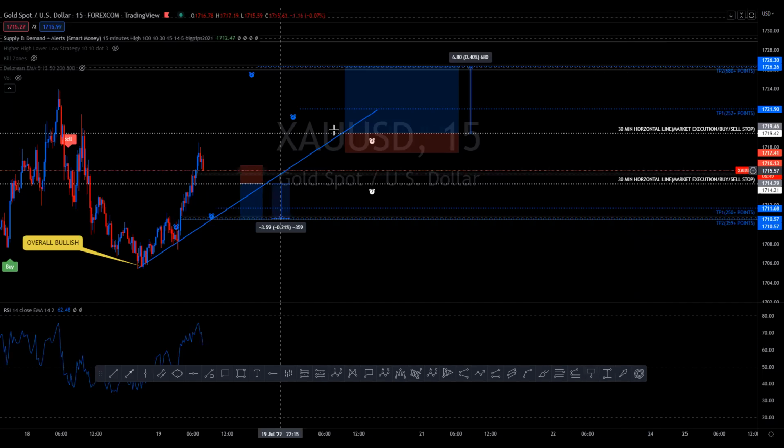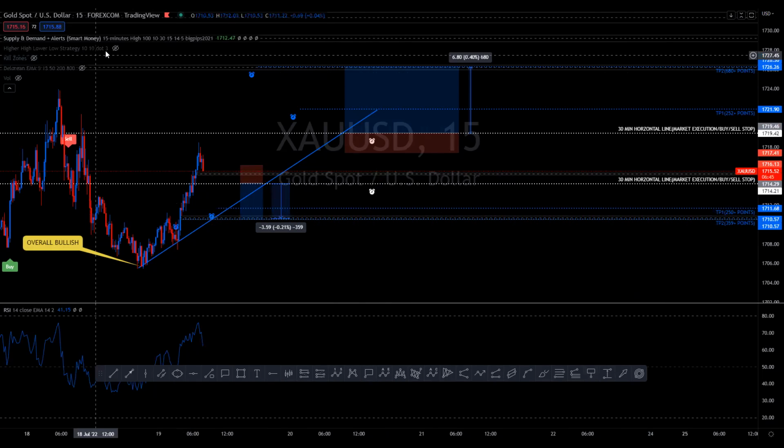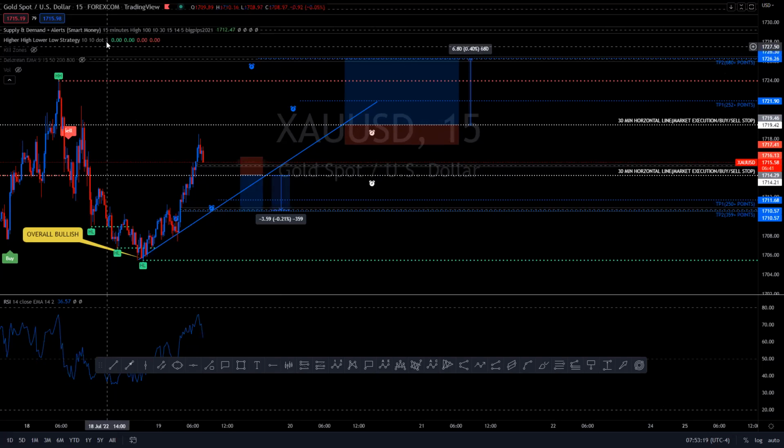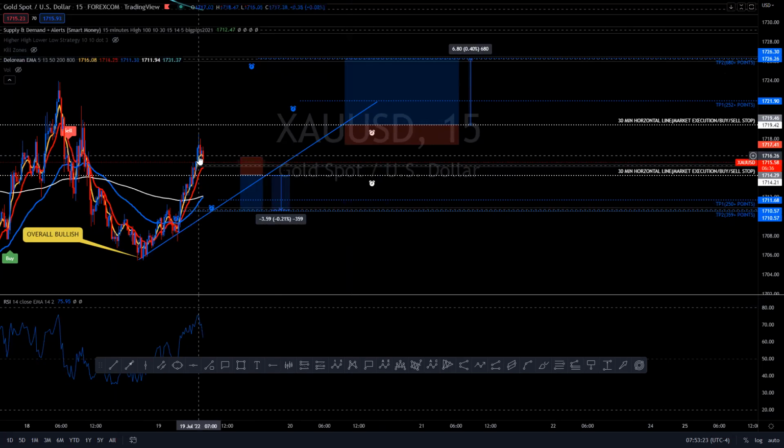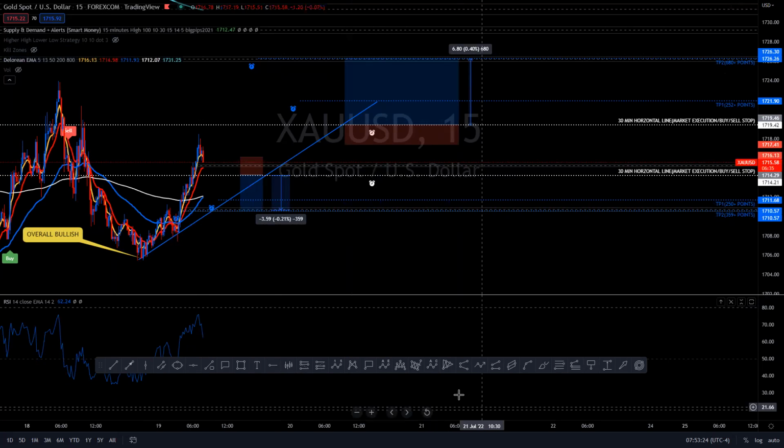Okay, so we're done with that. So our alerts are set. So now what we're going to do is just turn on a Delorean EMA indicator. Whoops, wrong indicator. So I use this indicator as extra confirmation. It's a very good EMA indicator.